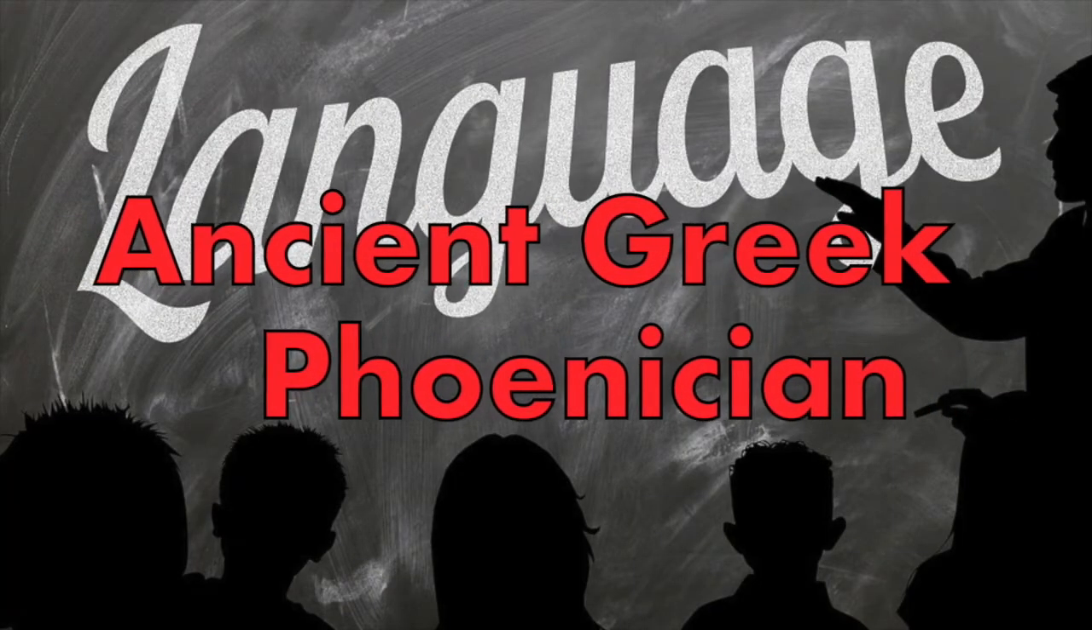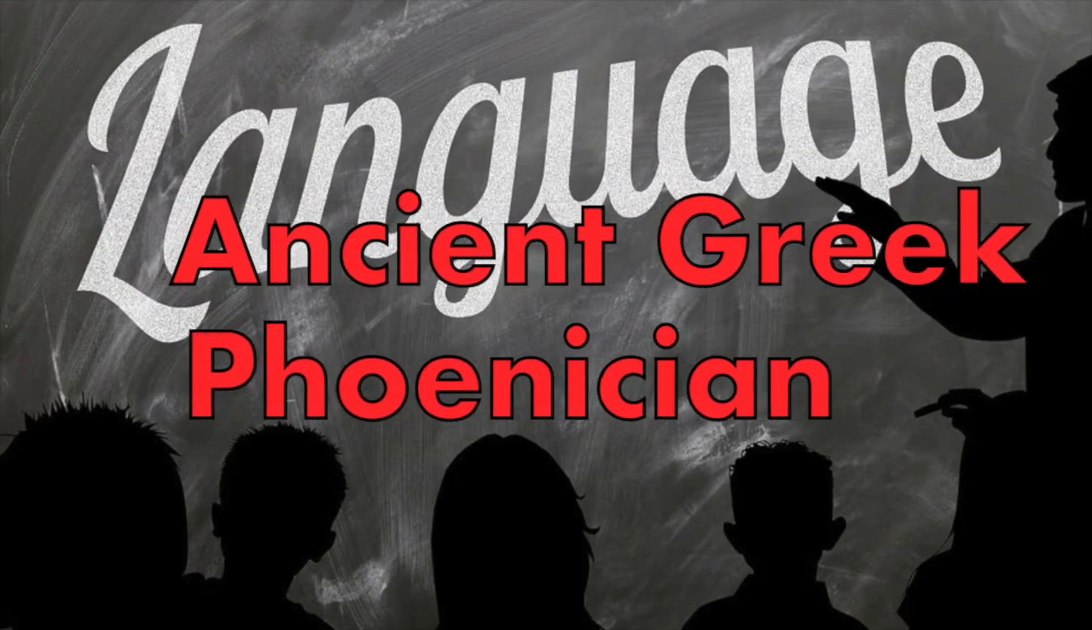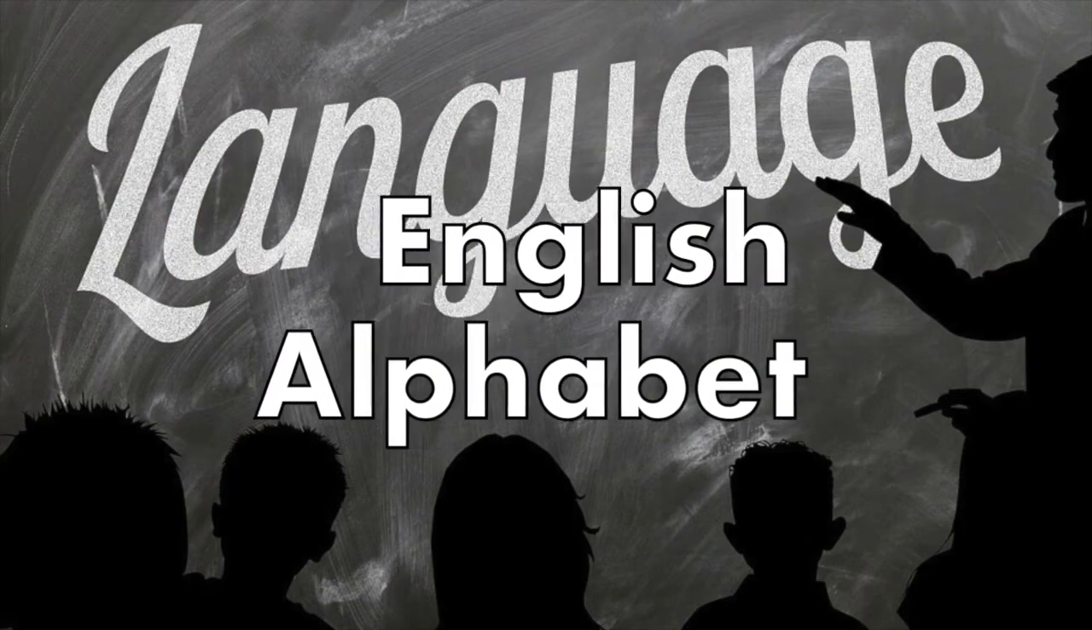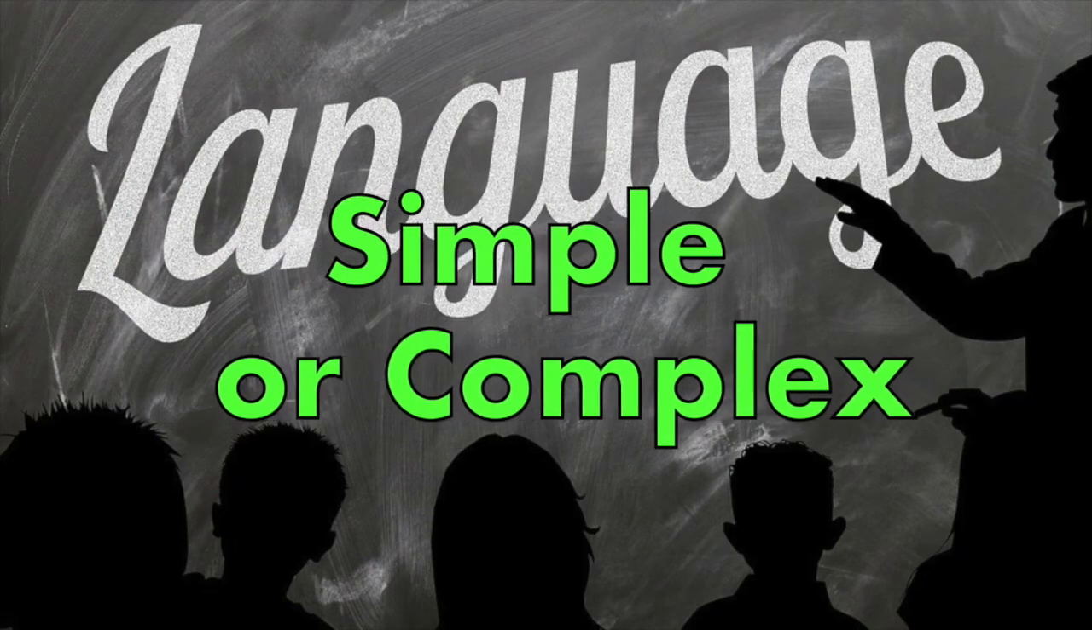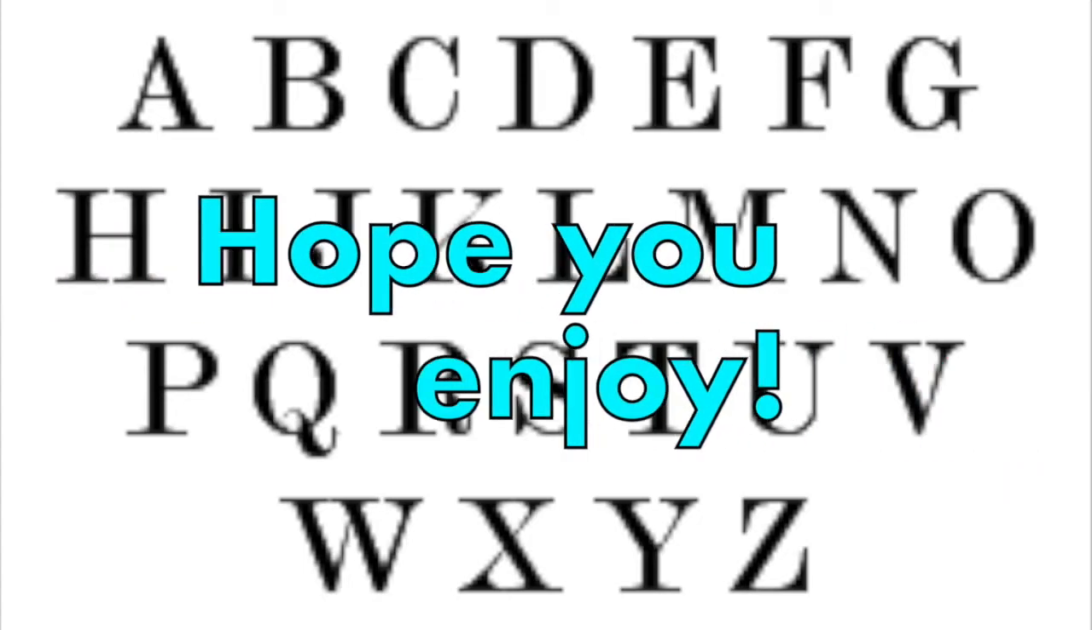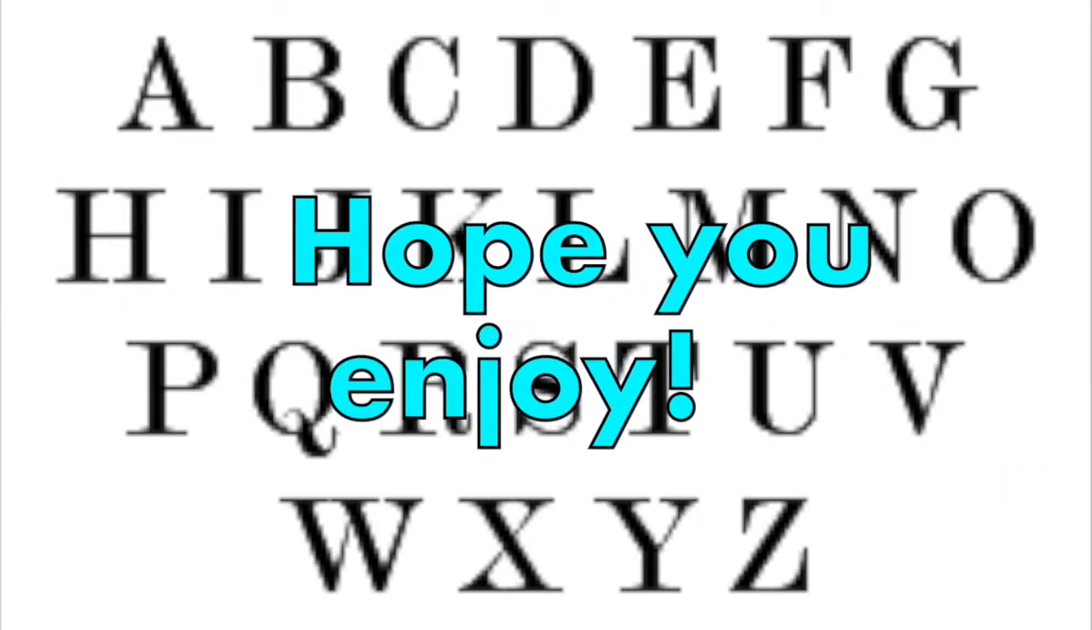This is a video on the history of all 26 letters in the modern English alphabet. Some of their histories are quite simple and others are very interesting and complex. I hope you enjoy it.